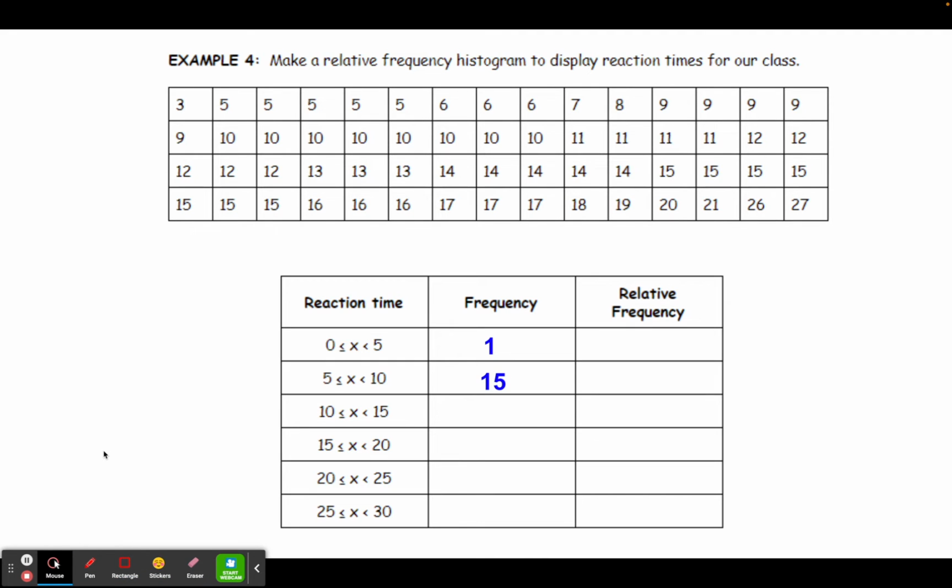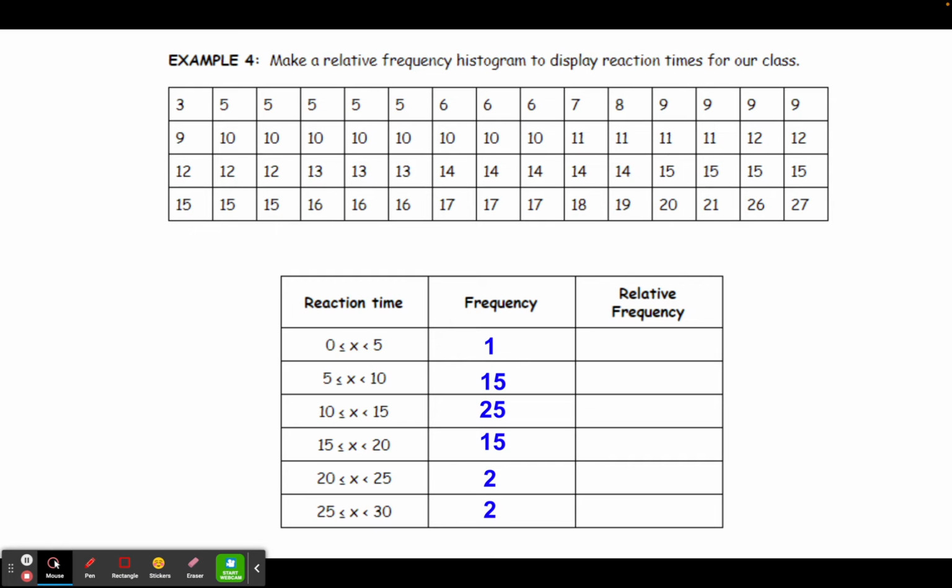Now, I would recommend that you pause the video and count up the rest of those just to practice figuring out which data values fall into which class. All right, with the next one, we ended up with 25, and then we have 15, and then 2 in each of the last 2 classes.